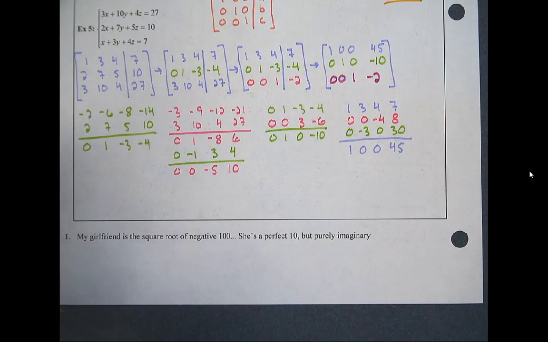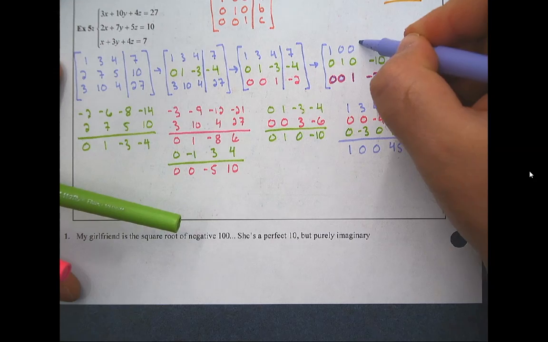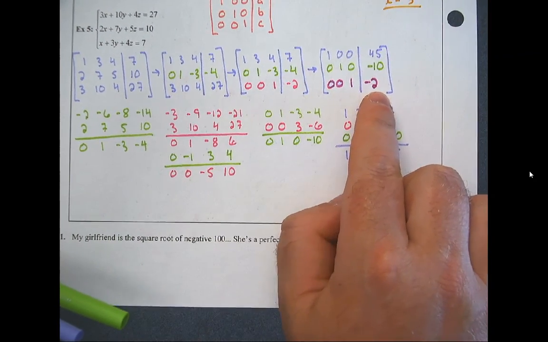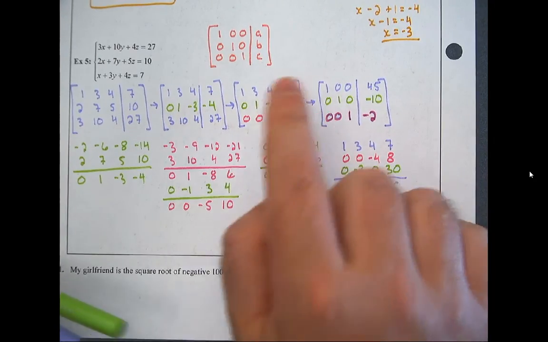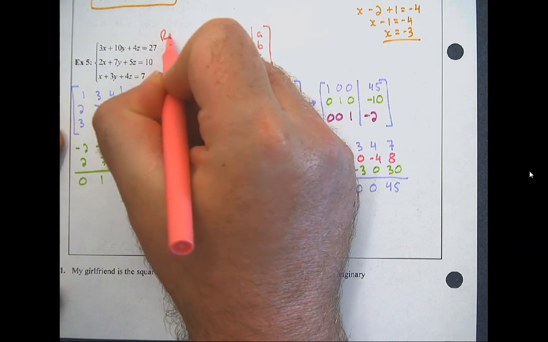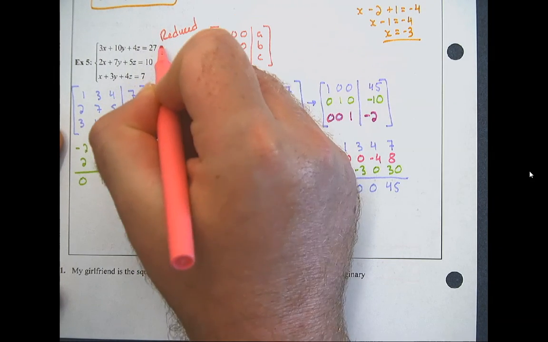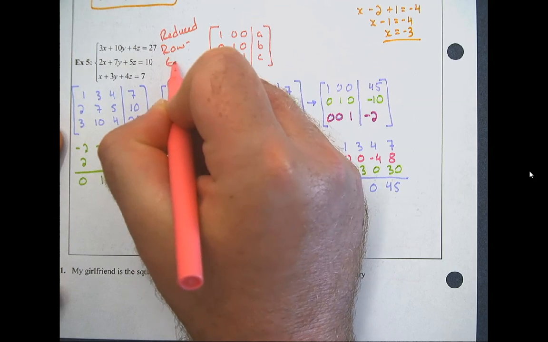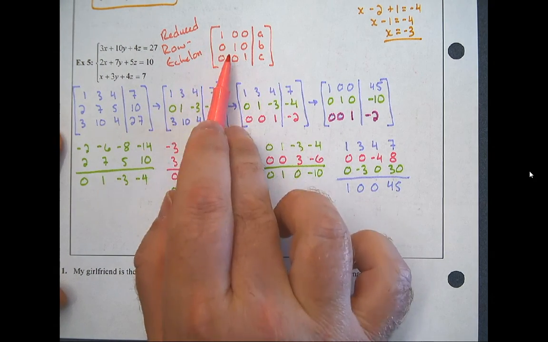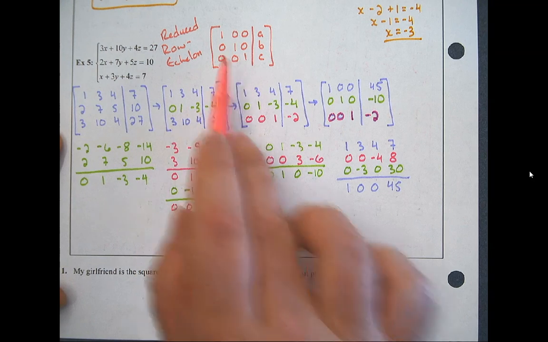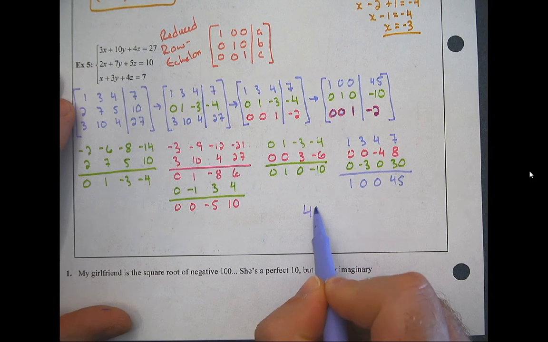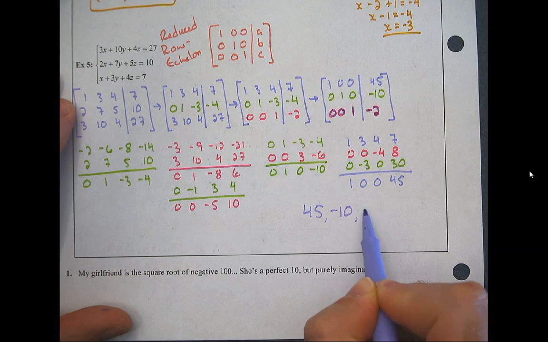Now look at what we've got. I assume you did it the other way. What did you get for your solution? 45, negative 10, and negative 2? That's because I now turned this into reduced row echelon form, where I have only ones for x, y, and z. So each one of these is its own solution. My overall answer would be 45, negative 10, and negative 2.